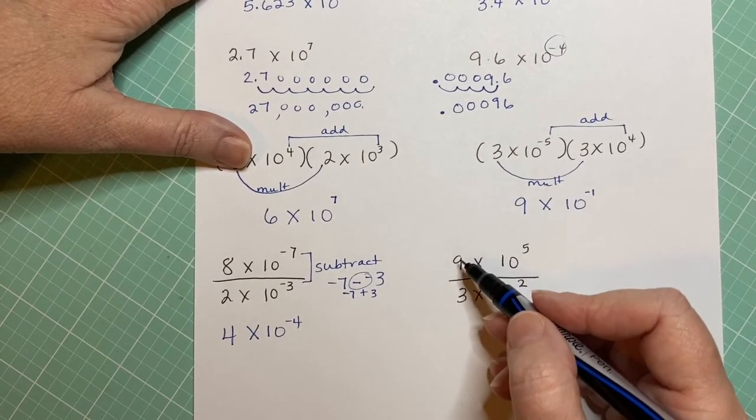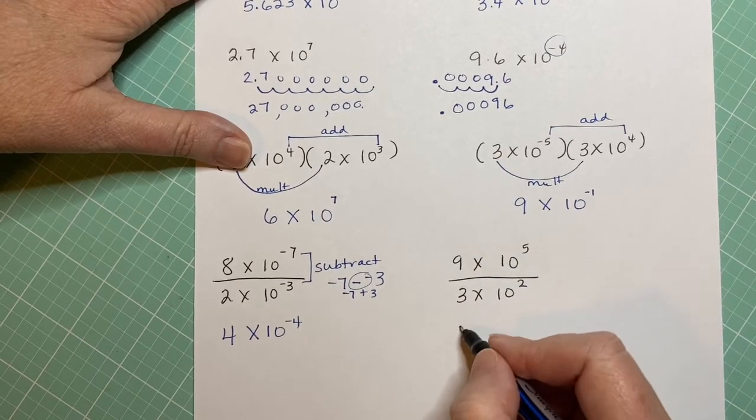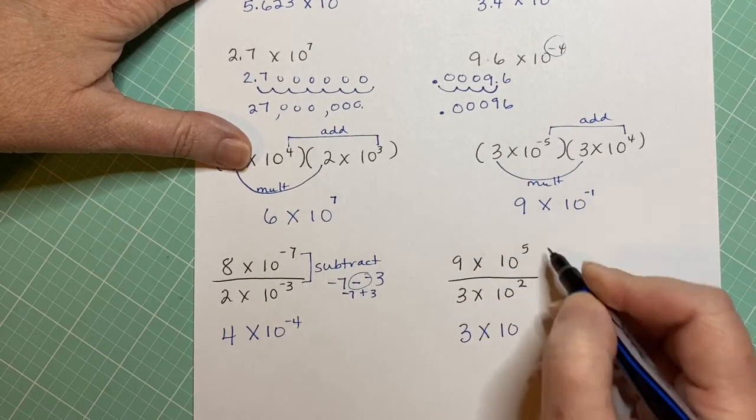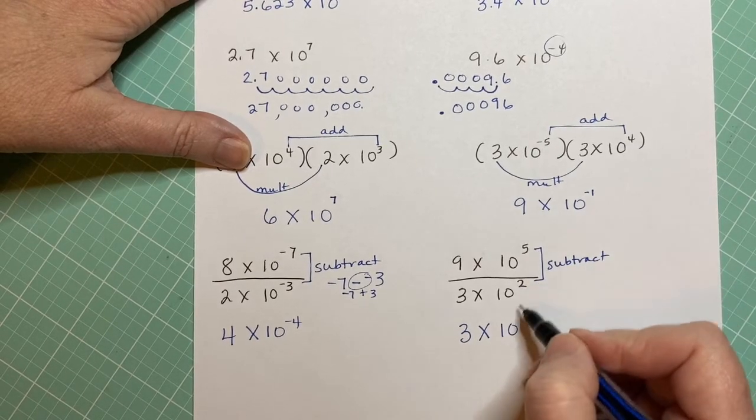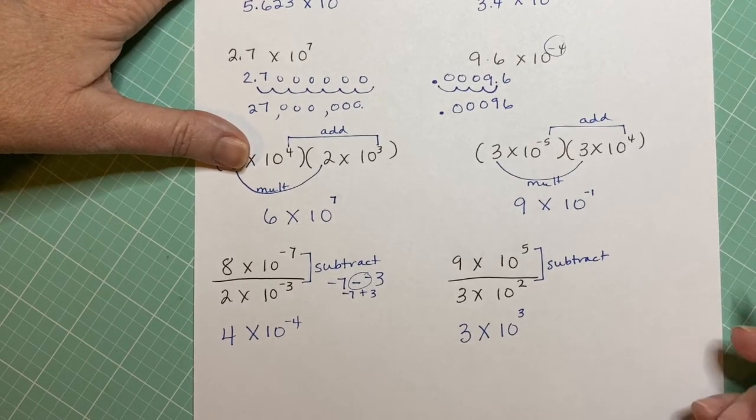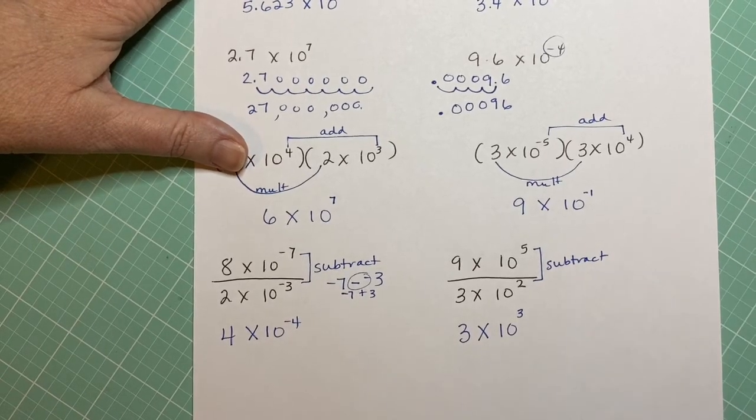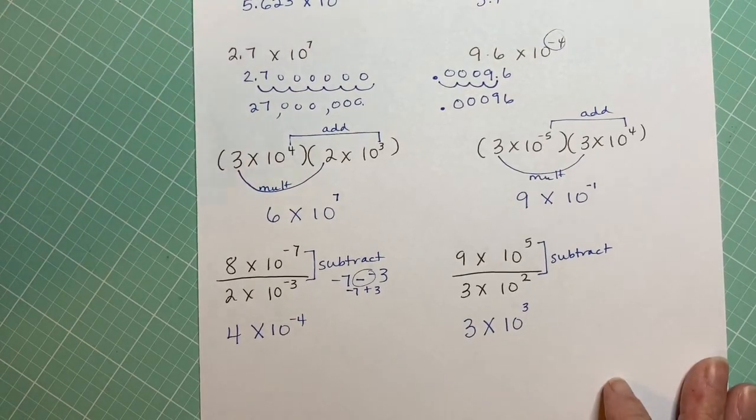And then this last one, we're going to say 9 divided by 3 is 3, and then we have our times 10, and then we're going to subtract 5 minus 2 is 3. So that's scientific notation. So try the practice problems in 4.3.